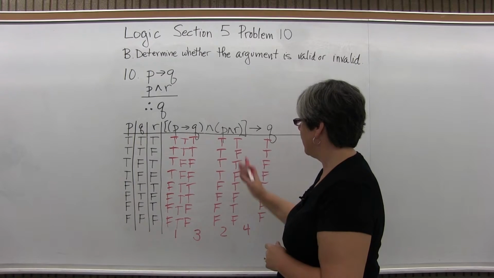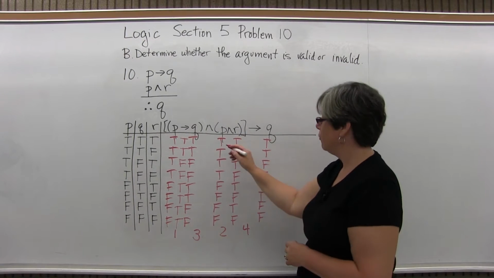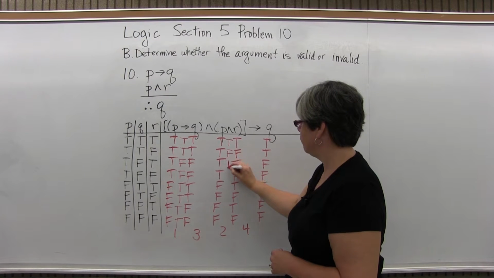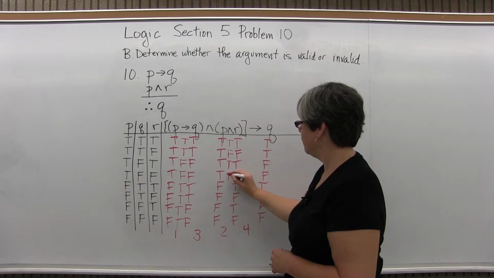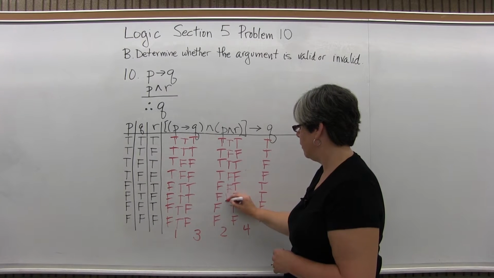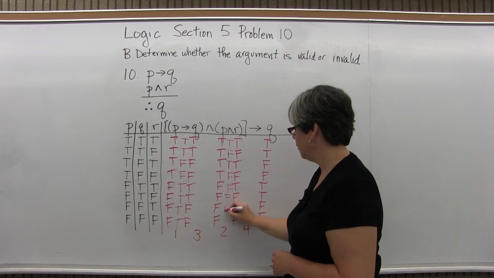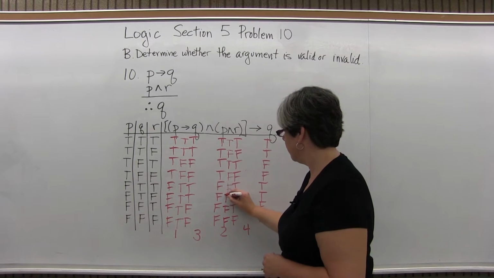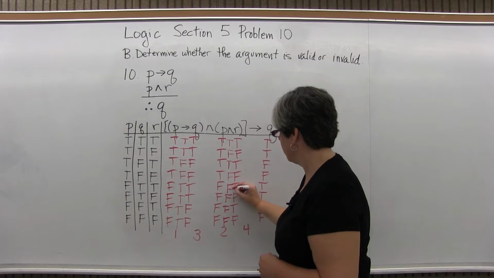Okay, so now we're going to look at the P and R. True and true is true. True and false is false. True and true is true. True and false is false. False and true is false. False and false is false. False and true is false. False and false is false. Let me darken those a little bit for you.